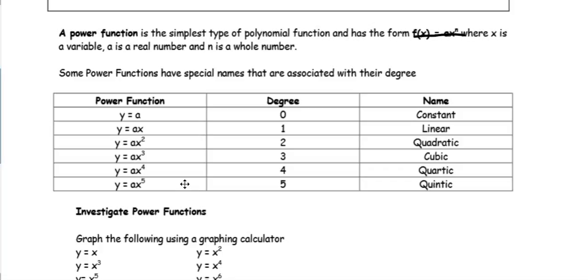Okay, we give names to these particular types of functions. This is just a constant. If this is just a number here, that's a constant. Y equals x, y equals 2x, y equals -x. Those are all linear functions. Quadratic, of course, you know. And you're going to be learning cubic, quartic, and quintic this year.